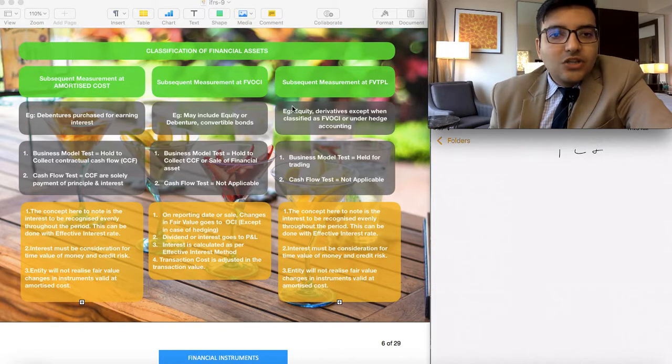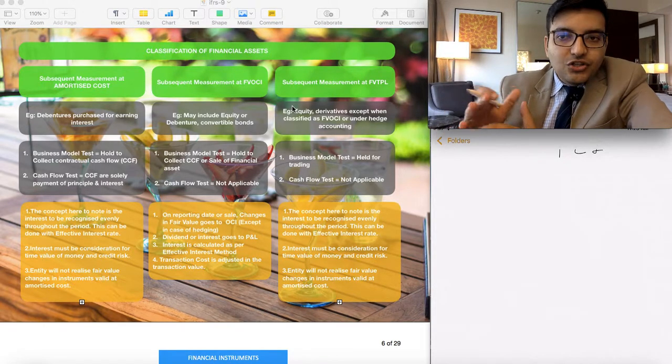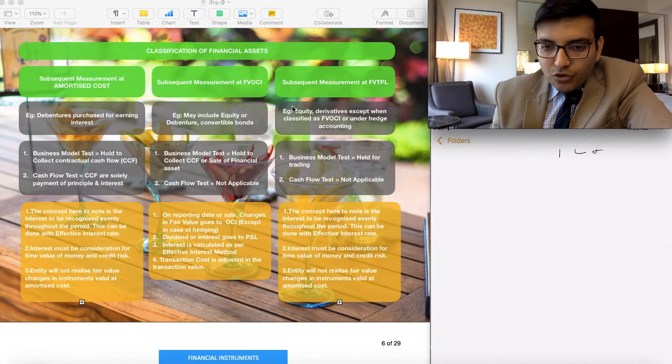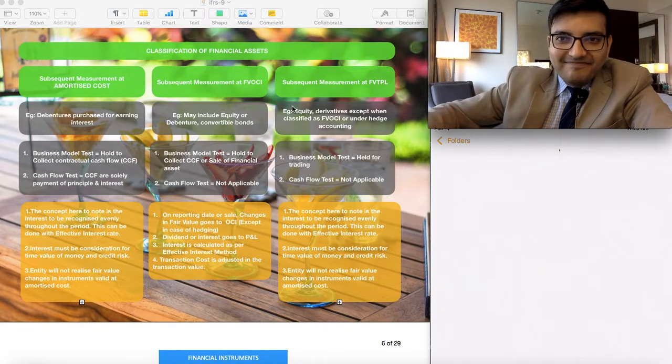So we'll talk about this classification of financial assets in more detail in the next lecture. Till then, wait, that's what I can say.